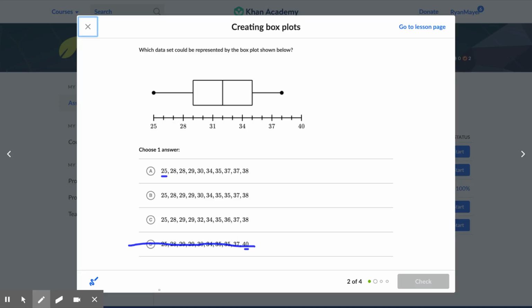Then we need to find a median. That's the next thing I look at. Our median needs to be 32. So now that we know that, I'm going to go down here and look at what our possible middle number is. So again, just cross these out.